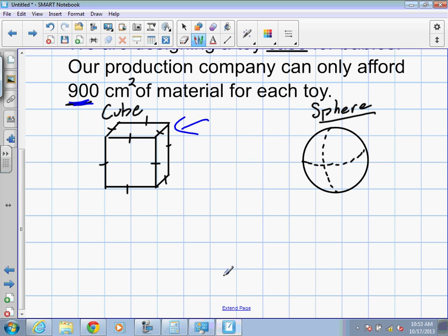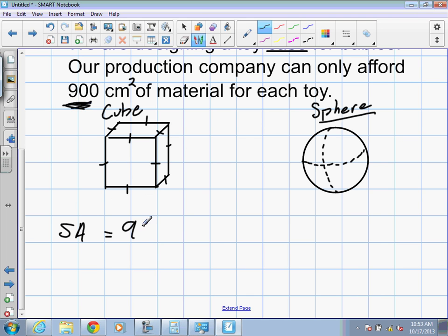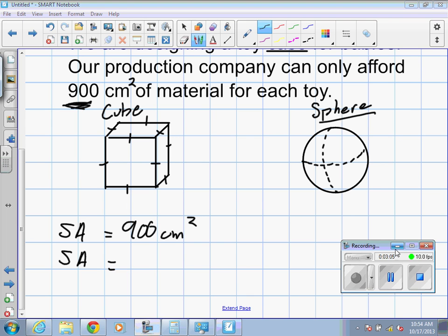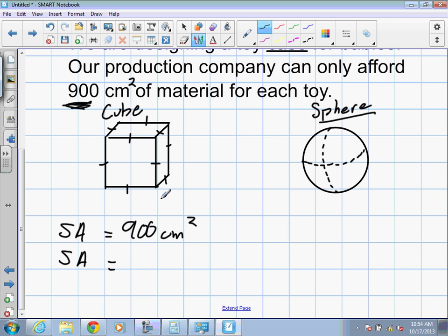We have a cube. They've given us surface area. We know the surface area of the cube, because we're constrained, is 900 centimeters squared. So what is the formula for the surface area of a cube? It should be in your agendas there. Surface area of a cube: 6s squared. That's perfect. The formula for the surface area of a cube is 6s squared.